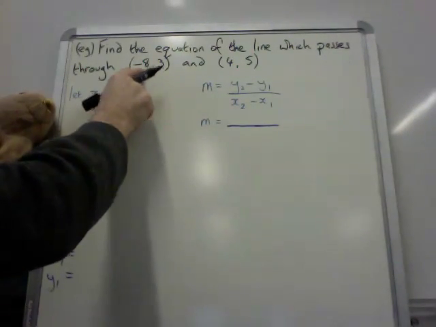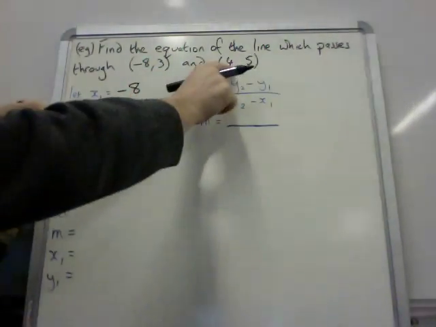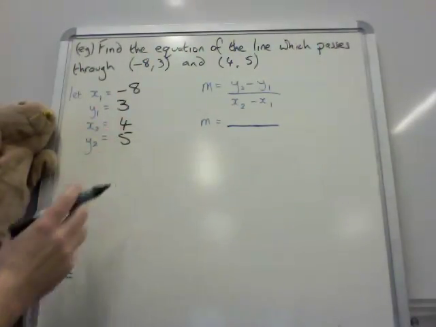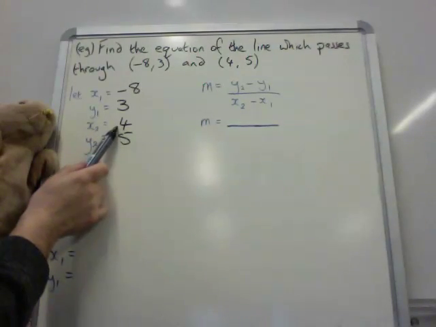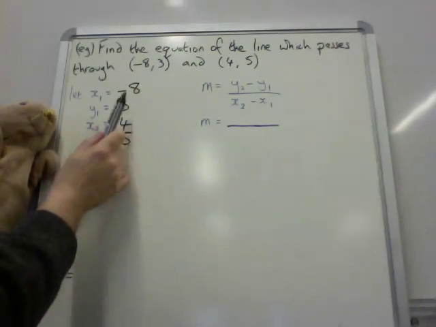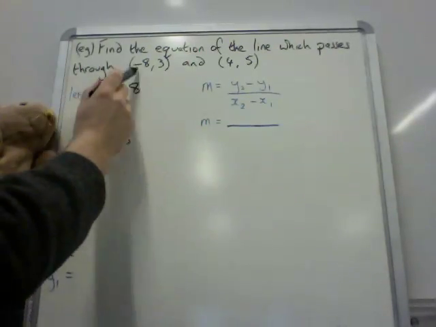Minus x1 is going to be minus 8. y1 is therefore 3. x2 then has to be 4. y2 is 5. Now remember, if you had chosen this number, the 4, to be x1, then this would have been y1. Then this would have been x2 and y2. Doesn't make any difference, as long as these pairs are together.